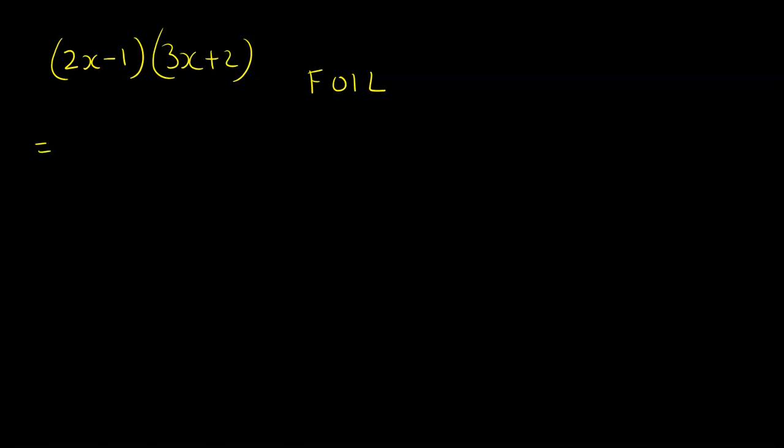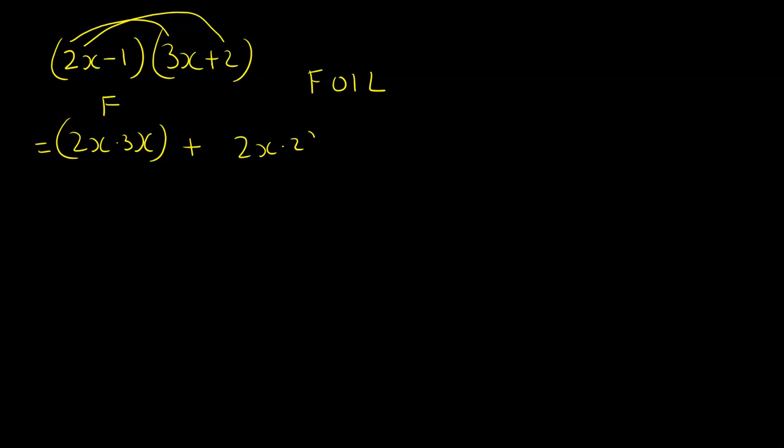So when we multiply first 2x with 3x, okay, this is the F from FOIL. This is the first term. Then the second one we have is 2x multiplied with 2, 2x times 2, that is the outer term. Then we have minus 1 times 3x, okay, this is the inner term from FOIL, the I.